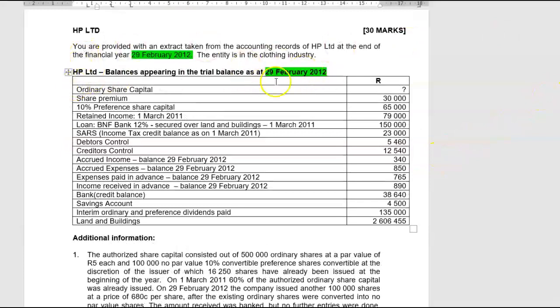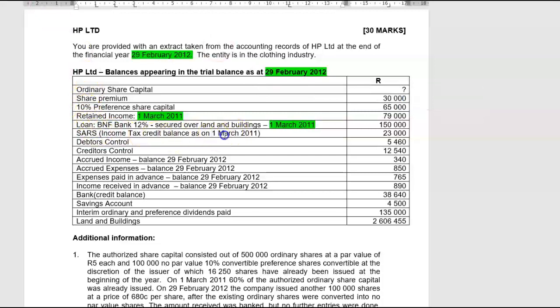Good, so these are the year-end balances. They give you ordinary share capital with a question mark. Share premium. Now, if you get a share premium account, it immediately tells you that somewhere I have shares issued at a price higher than the par value of the shares. Then we get 10% preference share capital, retained income as at the beginning of the year, and the loan as at the beginning of the year.